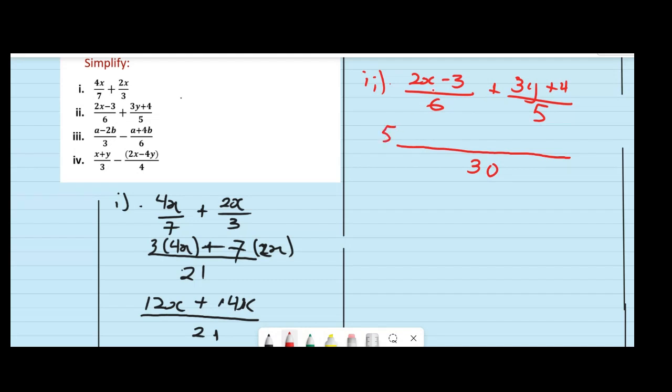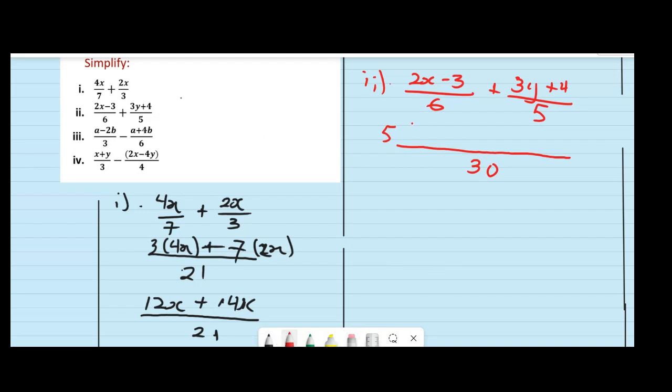Remember that this numerator is a binomial, so it should be kept in brackets. That's very, very important. Whenever you have a binomial, you just have to put them in brackets before you multiply. Remember, a binomial is an expression with two terms. So x plus y is a binomial. In fact, any expression with two terms, we call it a binomial. Okay, so let's come to the question. Let's continue with that.